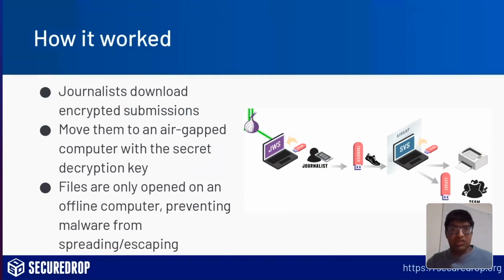Before we get into the SecureDrop Workstation, let's talk about how SecureDrop worked previously. First, journalists download encrypted submissions onto a laptop, and that's the left side of the diagram titled JWS. From there, journalists move those submissions onto an air-gapped computer with a secret decryption key. This computer is kept offline, so the key is never accessible to the internet. And then finally, the files, once they're decrypted, are only opened on the offline computer, which prevents malware from spreading and escaping.